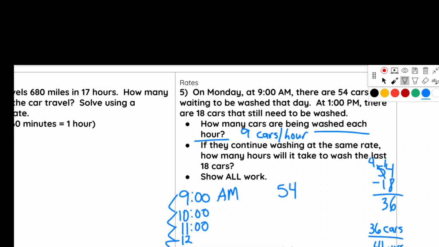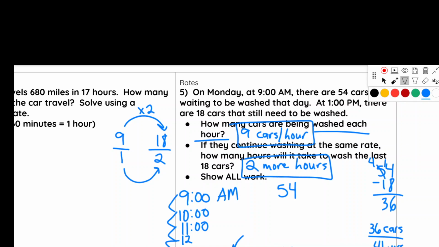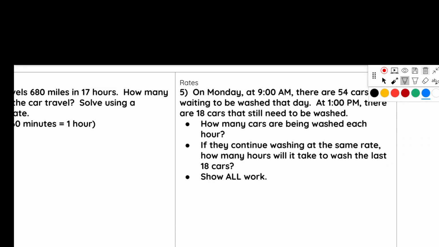So if they continue washing at the same rate, how many hours will it take to wash the last 18 cars? Well, if we're doing 9 cars in 1 hour, and I want to get to 18 cars, I'll multiply times 2, and I will find that it will take 2 more hours to wash the last 18 cars. And the question doesn't ask me this, but what time are they going to finish? Well, if I take my 1 o'clock p.m., which I know is kind of off the recording here, and I add 2 hours, it'll be 3 o'clock p.m. that they will finish washing the cars. And that concludes this little walkthrough of the ratio review.